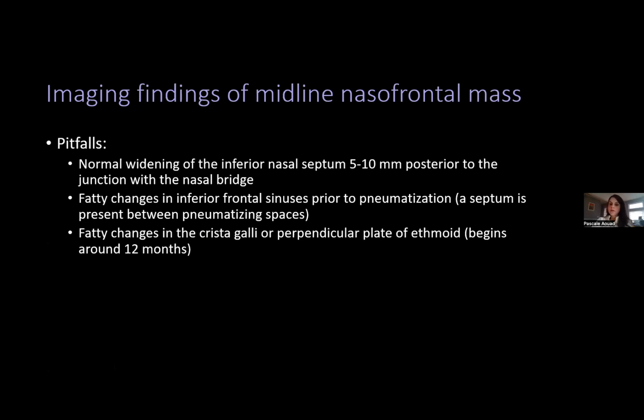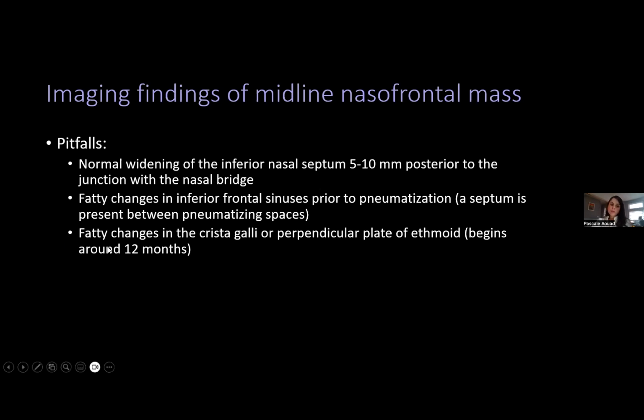There are some pitfalls for the evaluation of this region on imaging. First, we have normal widening of the inferior nasal septum, approximately 5 to 10 millimeters, posterior to the junction with the nasal bridge. So this should not be confused with abnormal widening associated with these abnormalities. Then, just prior to pneumatization, we can have some fatty changes in the inferior frontal sinuses, which can be mistaken as a dermoid sinus, dermoid cyst with fatty content. But usually these fatty changes will be separated by a septum between the pneumatizing spaces, as opposed to a dermoid cyst, in which case we will not have a septum.